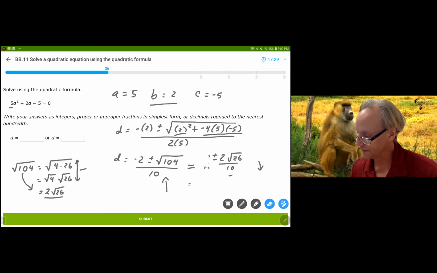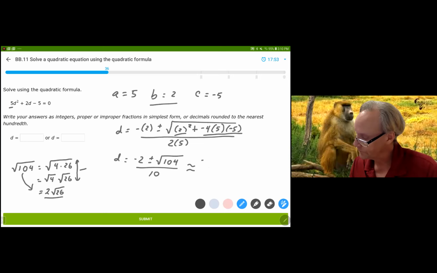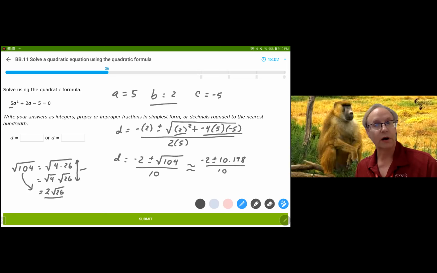We're interested in just getting an estimate, so I can just use the calculator. The square root of 104 is approximately 10.198. I'll do it on the calculator here. Square root of 104 is 10.198, all over 10. And we can do the two parts here.